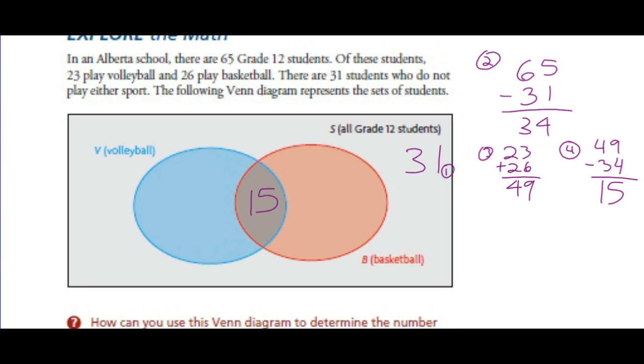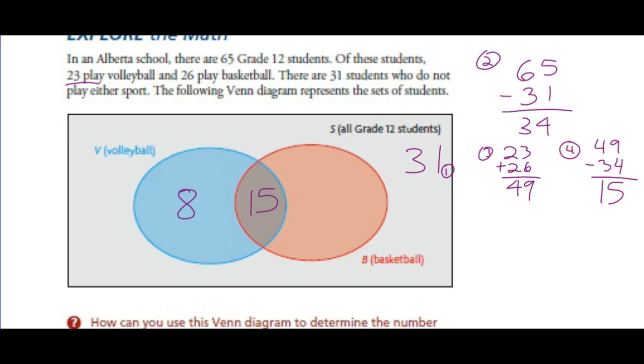Now, we know that there are a total of 23 who play volleyball. How many do I have inside the volleyball circle right now? 15. So how many play only volleyball? 8. So now inside the volleyball circle we have 23 students, right? 8 of whom only play volleyball, 15 of whom play both volleyball and basketball.